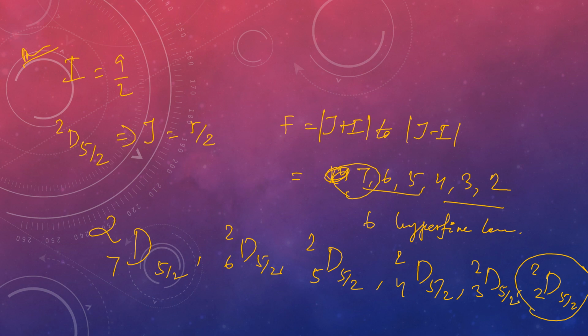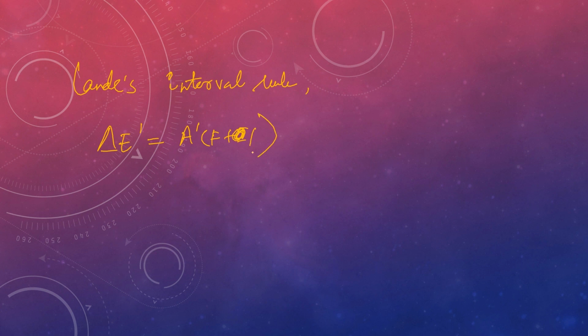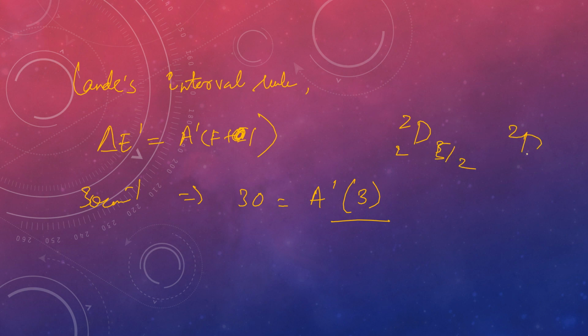The separation between two successive levels F and F plus 1 is given by the Lande interval rule. Delta E is equal to A dash into F plus 1. Here the separation is given, that is 30 centimeter inverse. So 30 is equal to A dash into, F is 2, so 2 plus 1, that is 3, because we take the earlier value, that is 2. So A dash is 10 centimeter inverse.